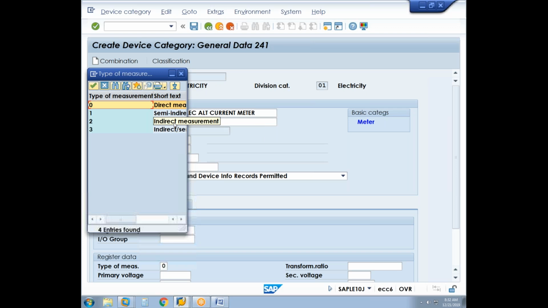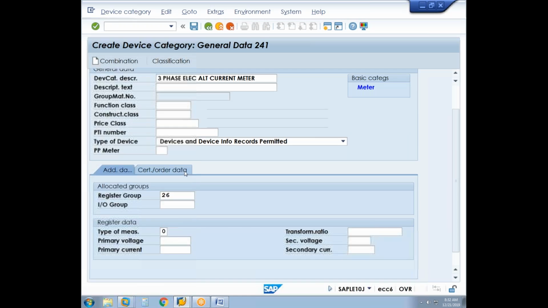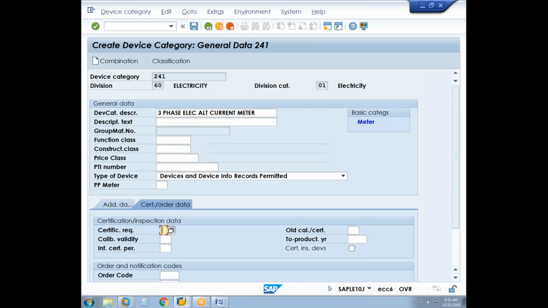Indirect, semi-indirect means both are changing. Both are very high. Then you put a transformer which is doing voltage reduction and also current reduction. We will see how to add them later. So right now we don't select semi-indirect, we'll say direct measurement, which means there is no transformer. Then you go to certification data and enter the certification requirement.